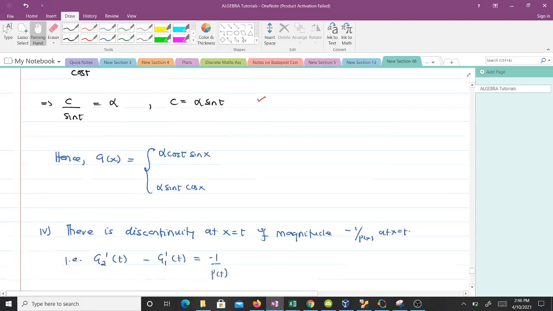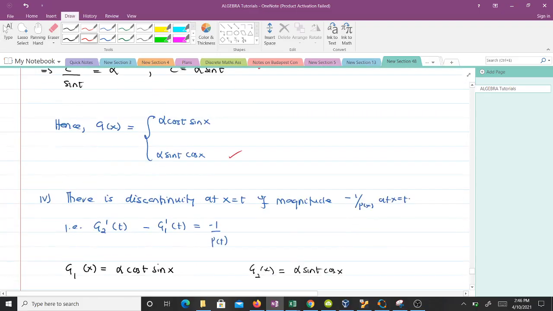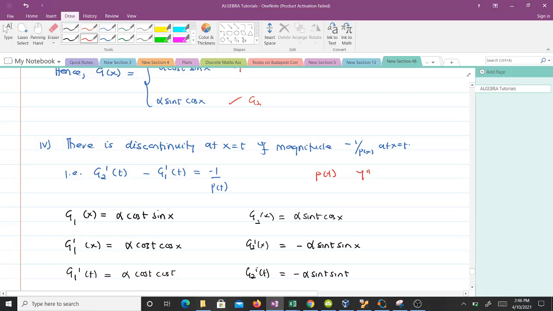Okay. Then the last property, property 4, says there is discontinuity at x equals t of magnitude negative 1 over p of x at x equals t. So what this means is that g2 prime of t minus g1 prime of t is equal to negative 1 over p of t, where p of t is the coefficient of y prime prime. So from here, this is our g1, this is our g2. So g1 of x is equal to alpha cos t sine x.